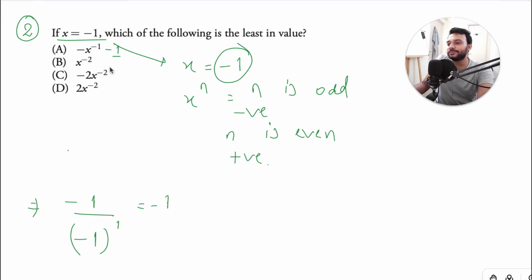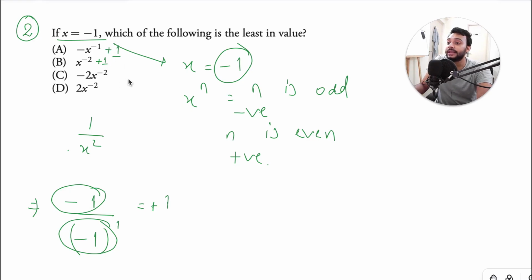Option B, x raised to the power negative 2, or 1 upon x squared. X is negative 1, but the power is even, so that will become positive. Positive 1 again. So x squared is positive 1. Sorry, my mistake. Option A is going to be positive 1, because this here is a negative 1, this here is a negative 1. They'll cancel each other out. So this is a positive 1 again.